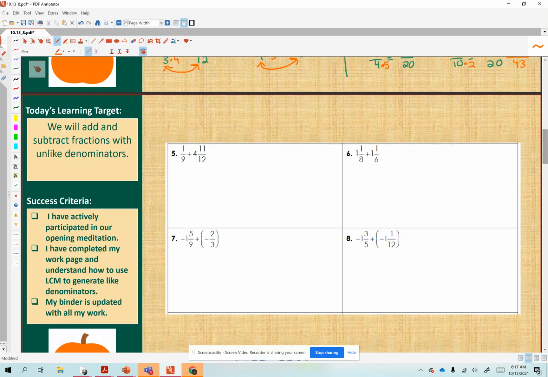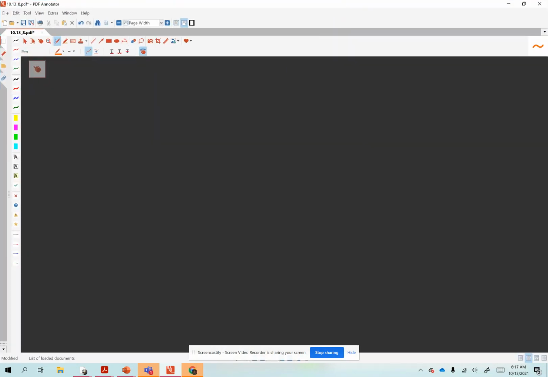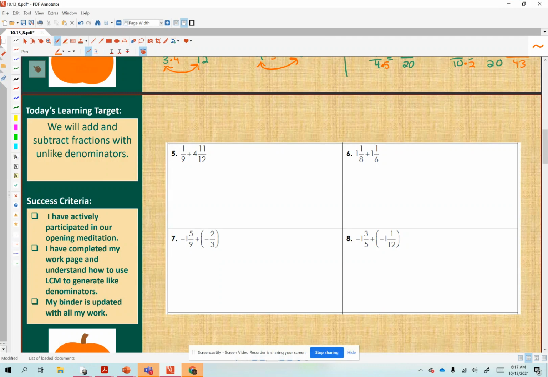We have 1/9 plus 4 and 11/12. So first thing we need to do is convert that 4 and 11/12 to an improper fraction. So 4 and 11/12. So that would be 4 times 12 plus 11. 4 times 12 is 48, plus 11 more is 59. So that would be 59/12.